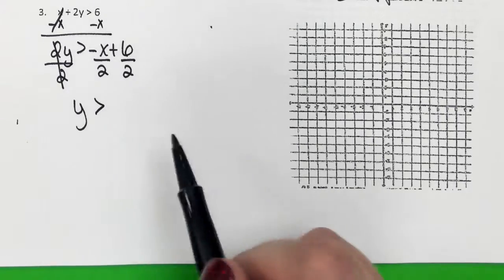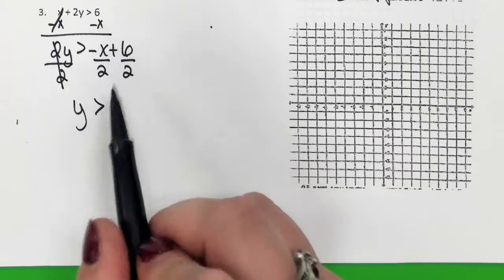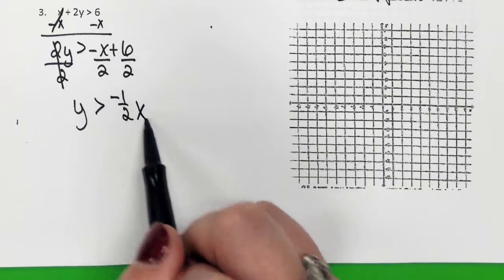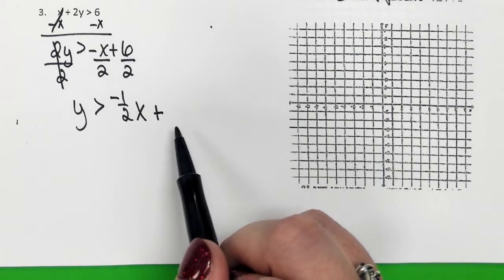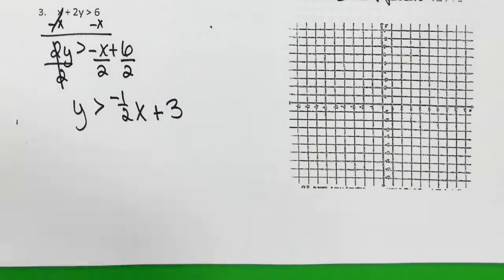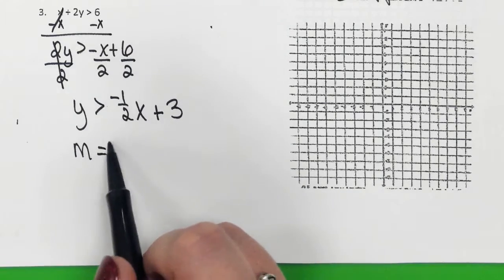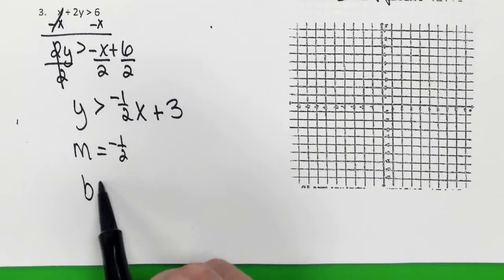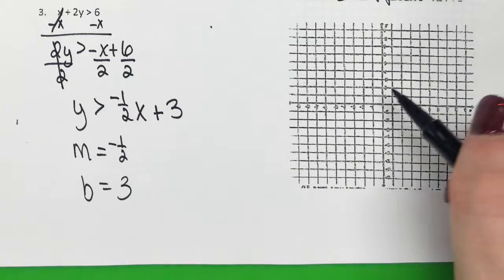So y is greater than, how do I write that? Negative 1/2 x. Very good. And then 6 divided by 2 is 3. So my slope is negative 1/2, and my y-intercept is 3.